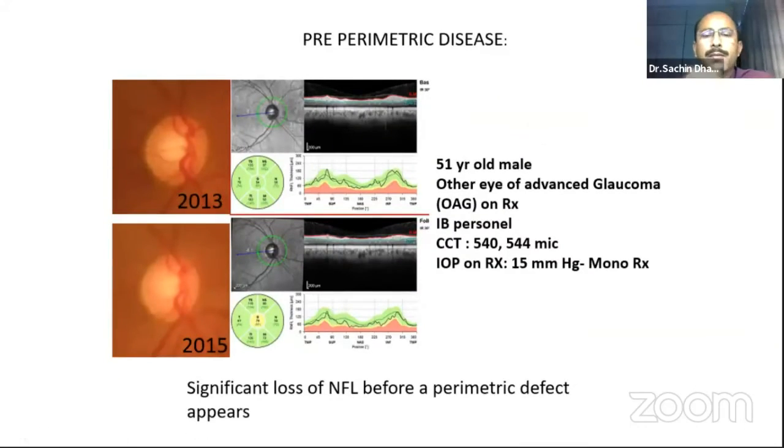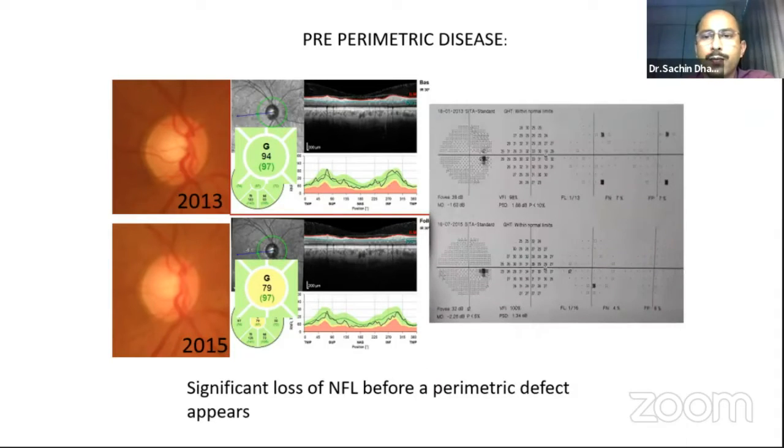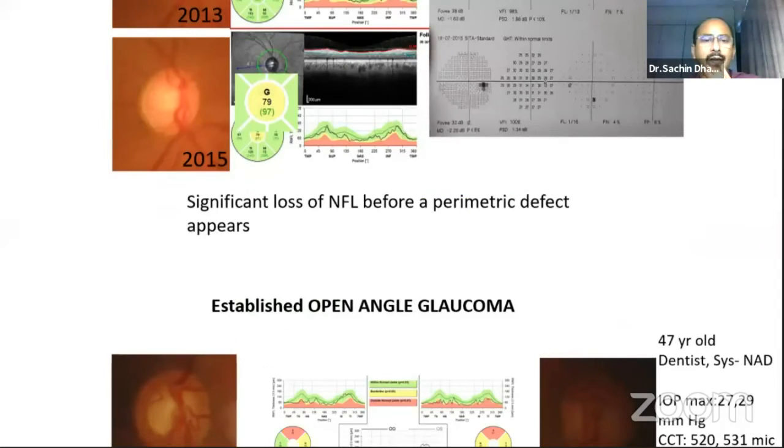Now go to the pre-perimetric glaucoma. This is one case seen in 2013 and 15. Clinically appears to be completely okay. But if you see the average RNFL thickness, it has changed from 94 to 79, which is very, very, very significant. And this is before the perimetric defect took place. The perimetry was absolutely normal. So this is a case of pre-perimetric glaucoma. Even the 10-2 test in this patient was normal.